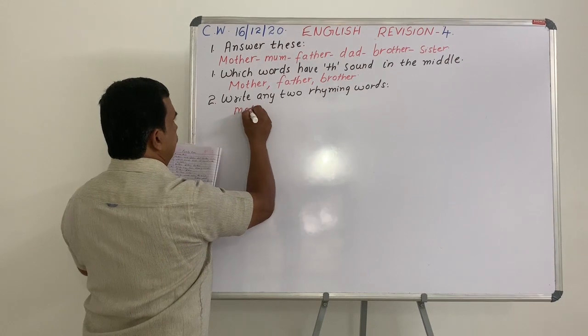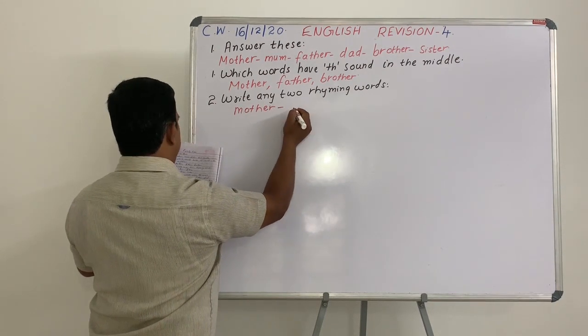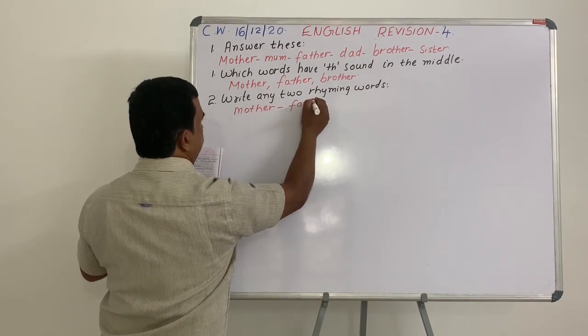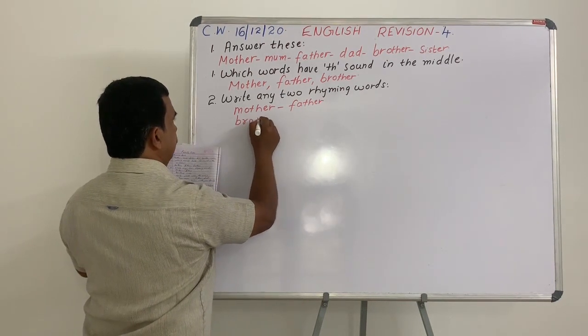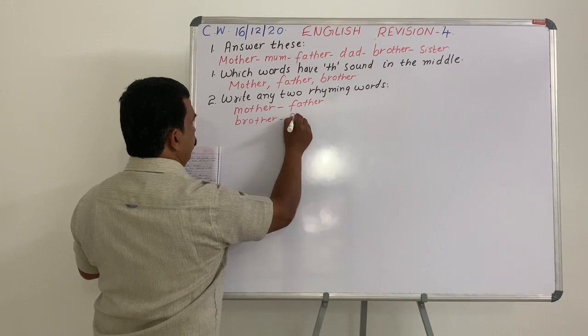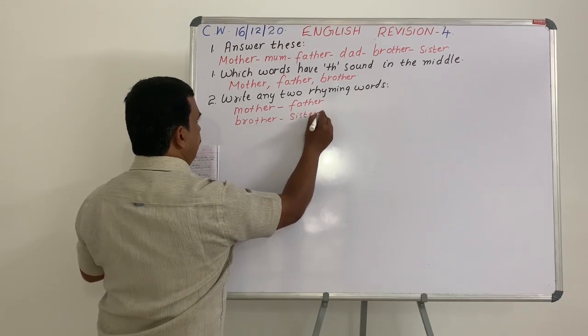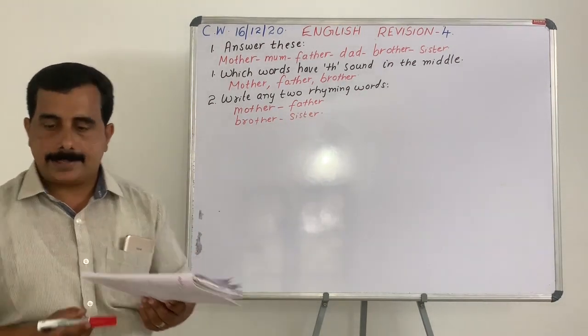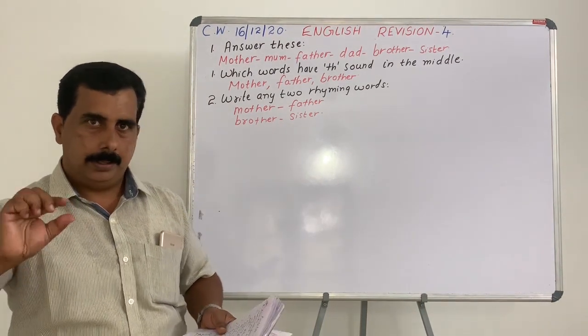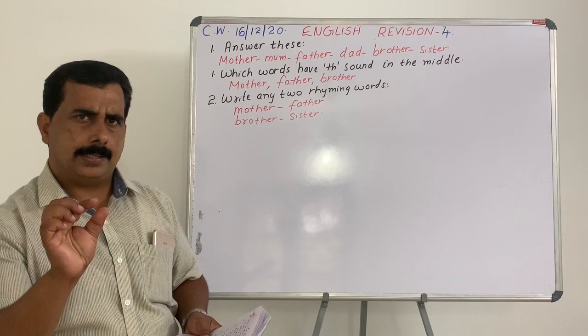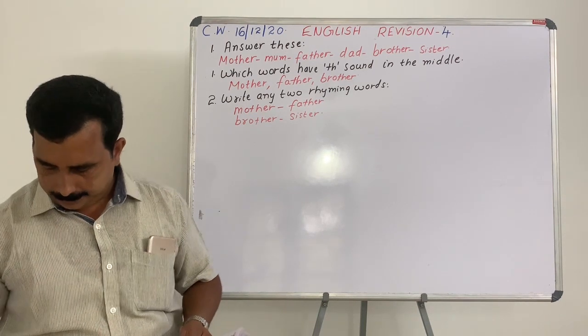Yes, mother, then father. Next, we can write brother and sister. So what's the rhyming word? The ending sound will be more or less the same. Maybe a little difference in the spelling, but the ending sound will be the same.